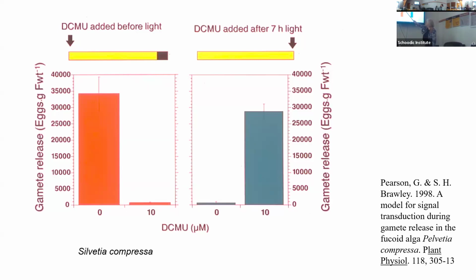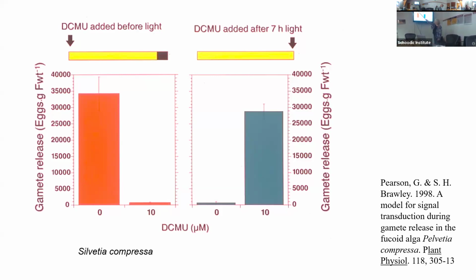DCMU is an herbicide and it inhibits photosynthesis. And so if you look at this experiment, this is a control. There wasn't any inhibitor and the receptacles were potentiated. And when we turned the lights off, all this gamete release occurred.